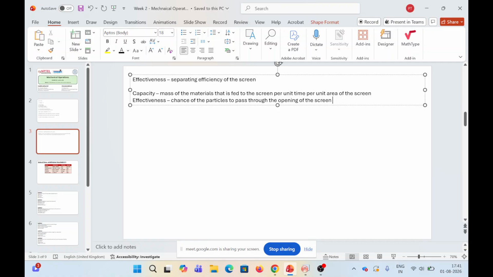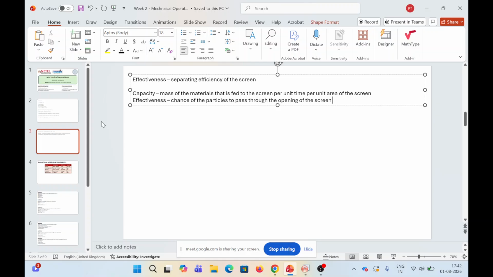So it's basically an inversely proportional relationship. They are highly dependent on each other. Keep this in mind, because these two parameters, capacity and effectiveness, are basically industrial performance factors. They both affect the application or the handling of the solid material in the industry.